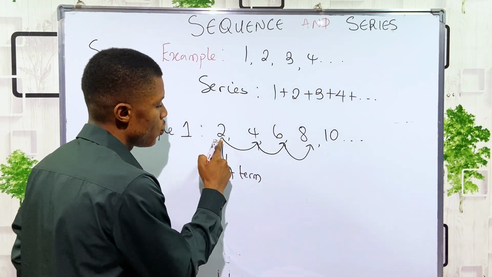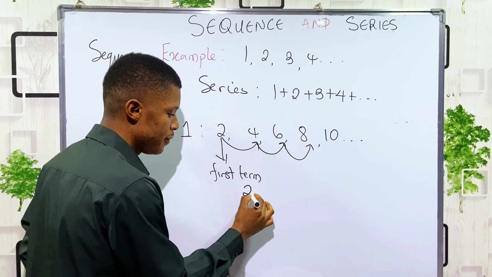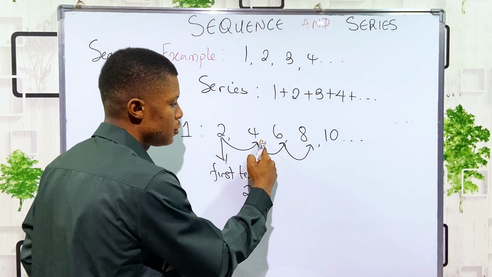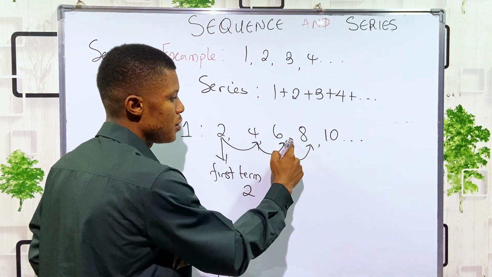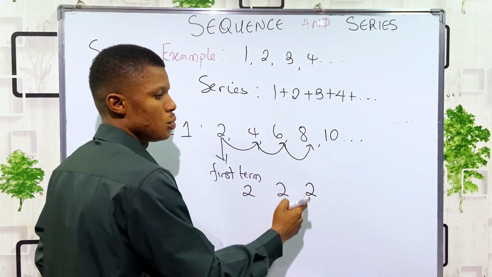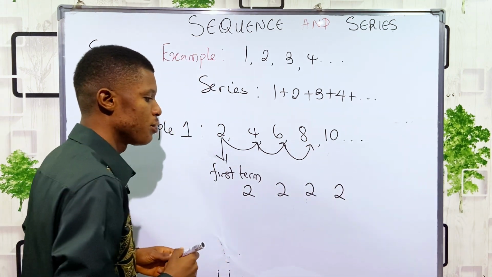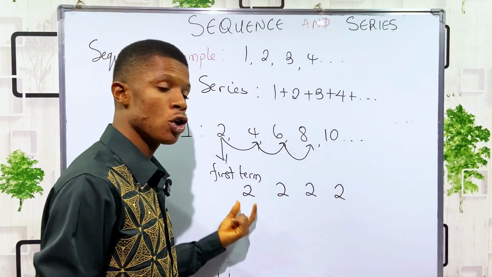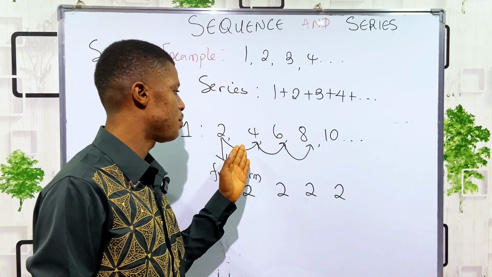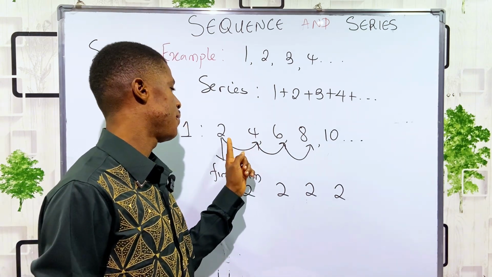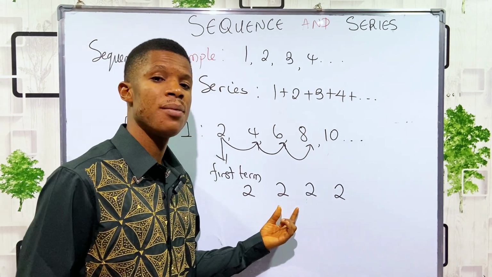You understand that when you add 2 to 2, you are getting 4. The difference is 2. Then when you add 2 to 4, which is the second term, you are going to get the third term, 6. When you add 2 to 6, you are going to get 8. And when you add 2 to 8, you are going to get what? 10. Observe the common term that is consistent here. That 2, 2, 2, 2 are the gaps that separate each term. The difference between them is 2.